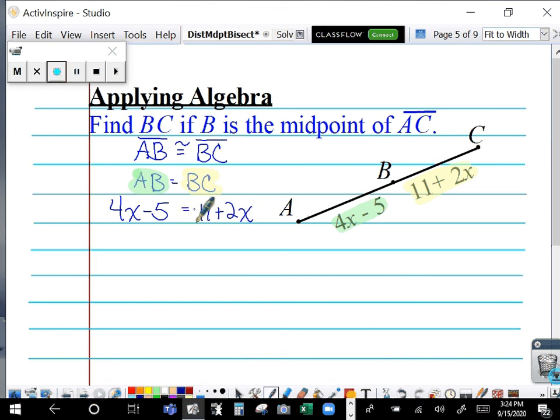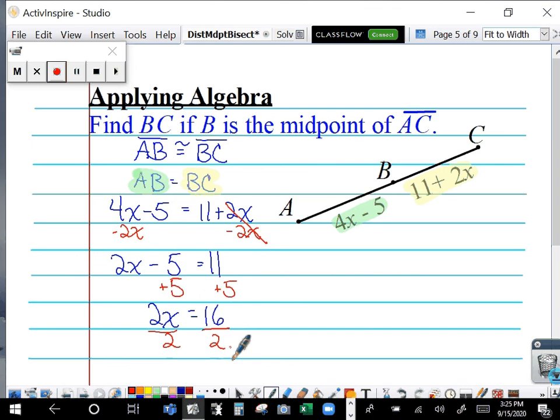The first thing we've got to do is get all those x's onto one side. So I'm going to choose to move all of my x's over to the left. On the right side, 2x minus 2x cancels, and all that's left over here is the 11. On the left side, 4x minus 2x is 2x. Bring down that minus 5. Now we've got ourselves a two-step algebra problem. We'll add 5 to both sides and have that 2x equals 16. Divide both sides by 2, and we'll have that x equals 8.